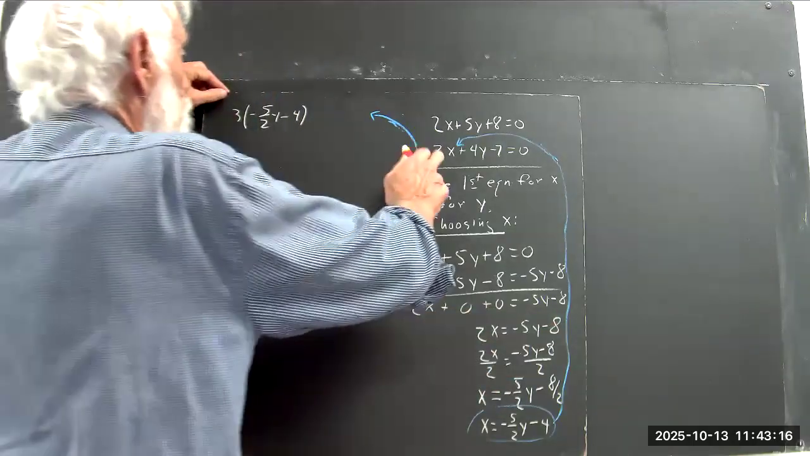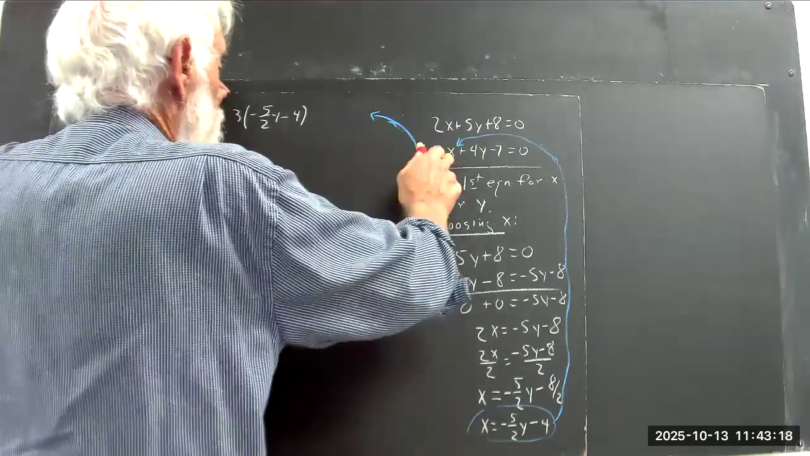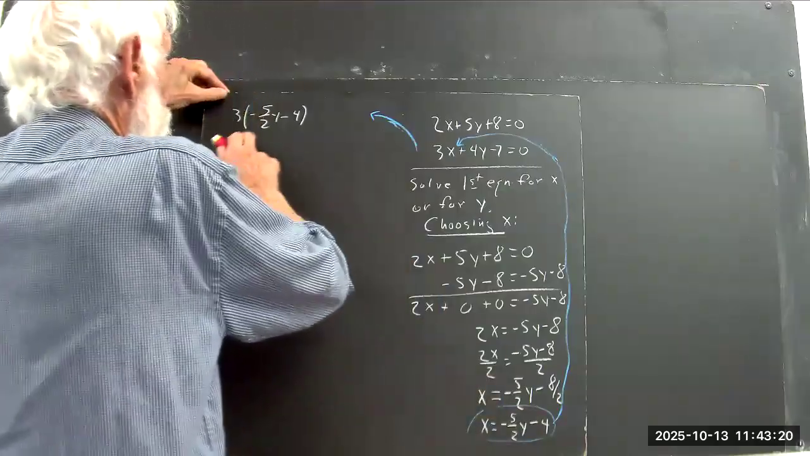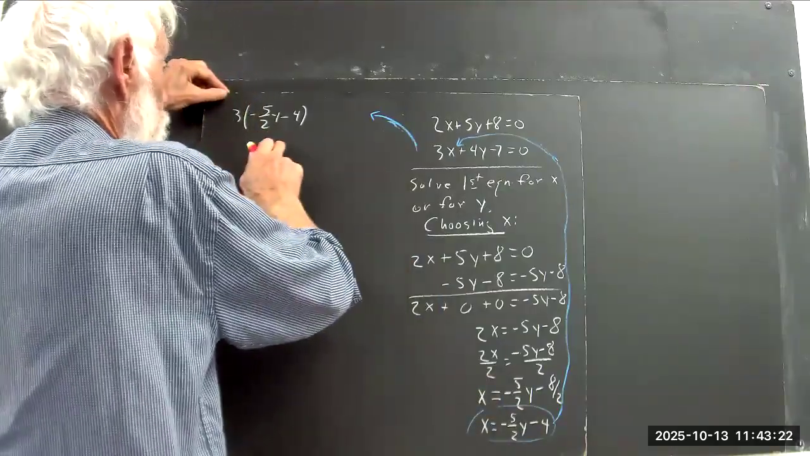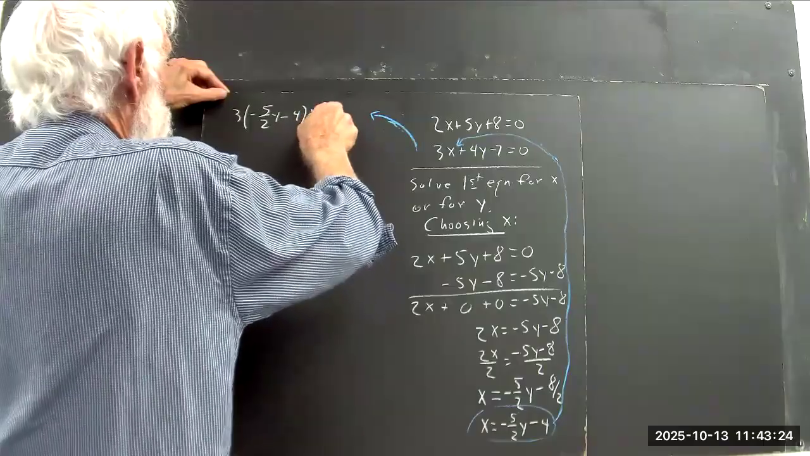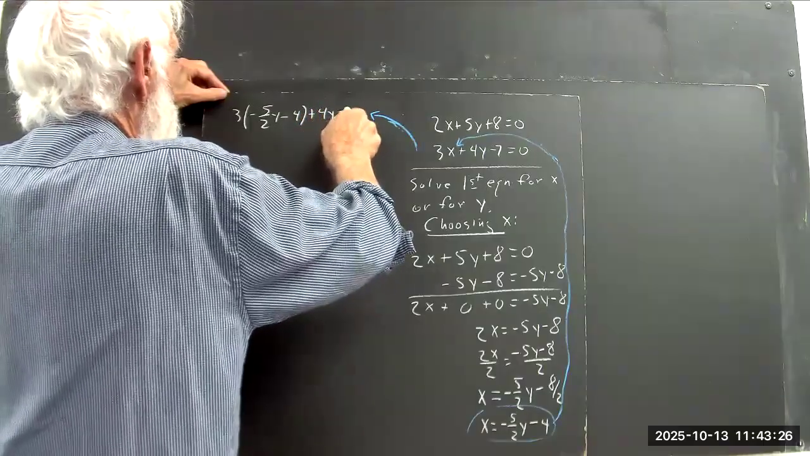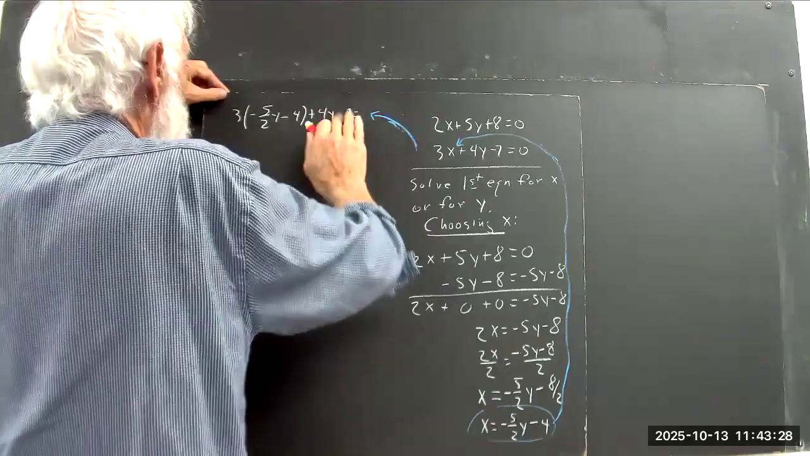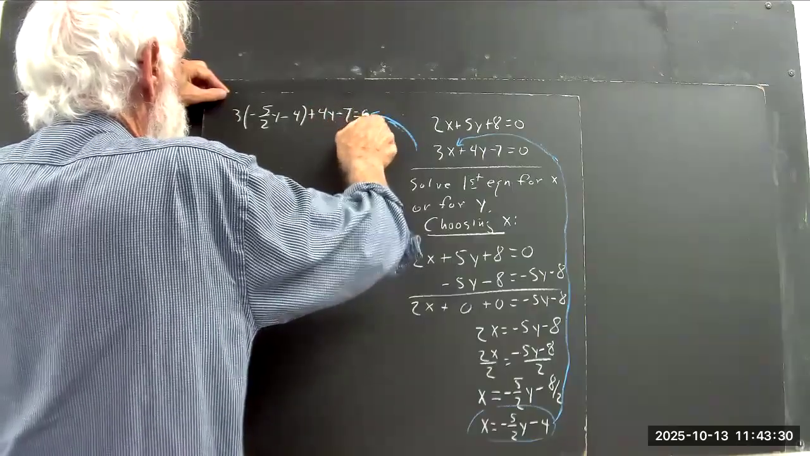Okay, so we put it in here. There's our 3x, there's our x. So there's our new expression for 3x. Then we got plus 4y minus 7. Minus 7 equals 0.